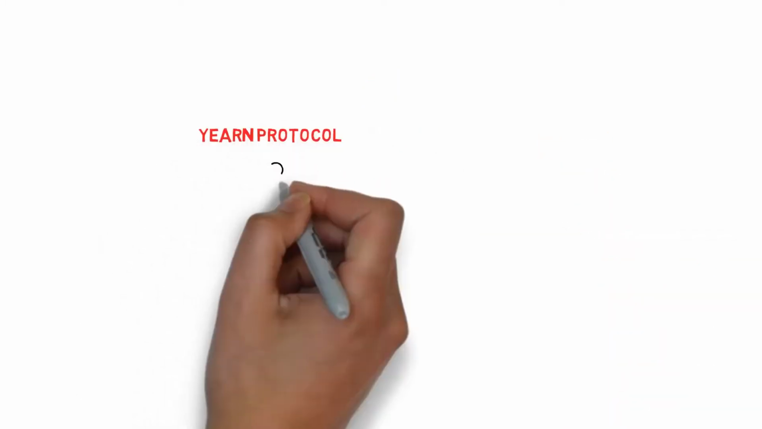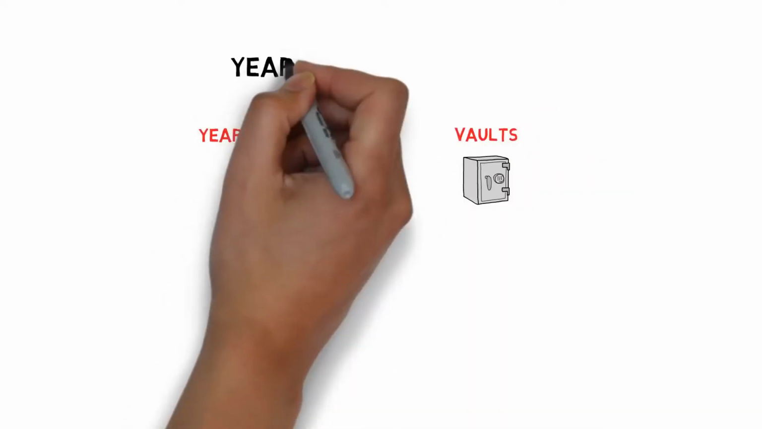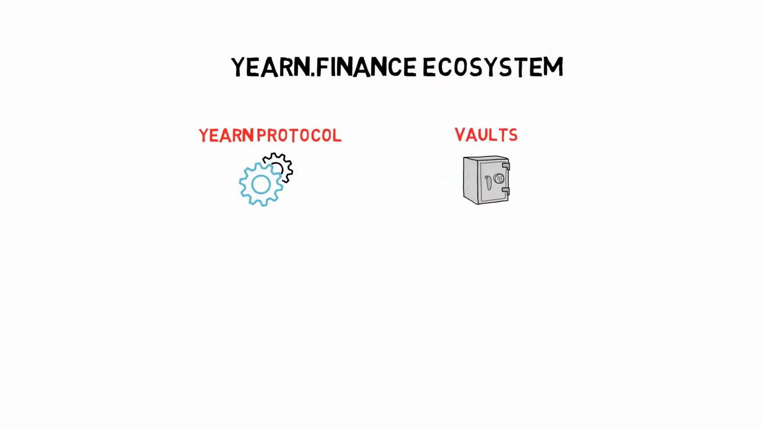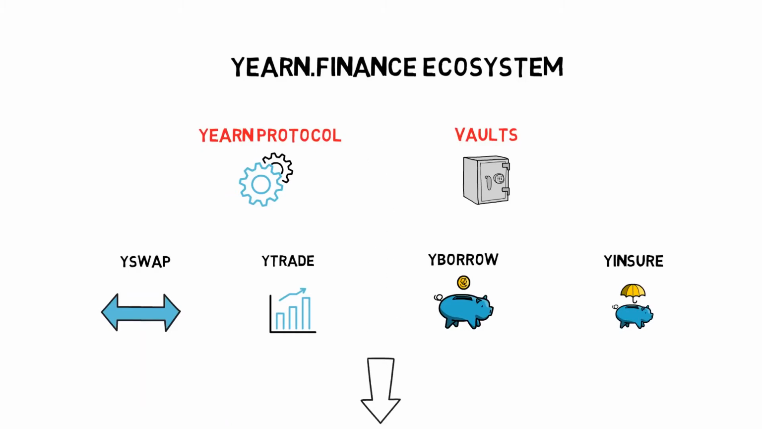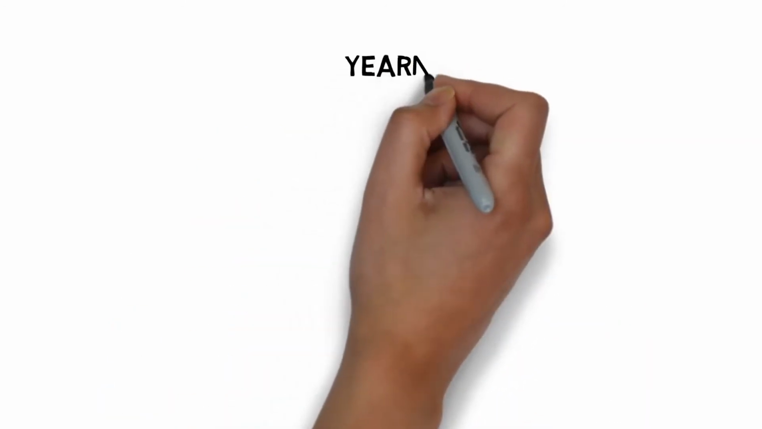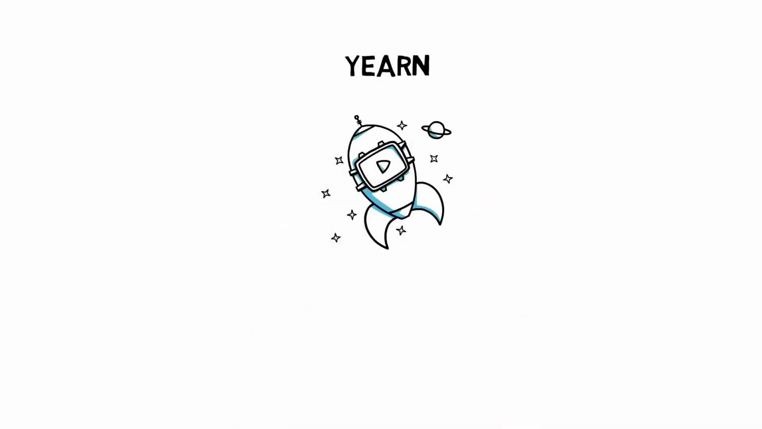Although the Yearn protocol and most recently the vaults are at the core of the Yearn.finance ecosystem, there are also other services such as ySwap, yTrade, yBorrow, and yInsure that are outside of the scope of this video. You can look them up by checking some of the links I'll put in the description box below. Yearn is clearly one of the most interesting protocols in the DeFi space, but like with pretty much everything else in DeFi, before deciding to use a particular protocol, always make sure to understand the associated risks.